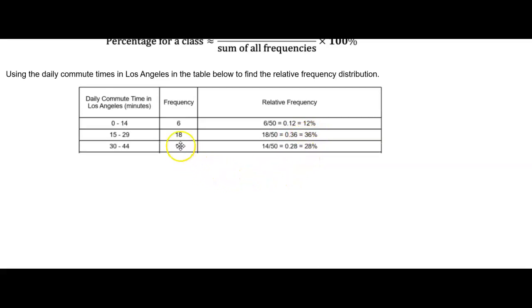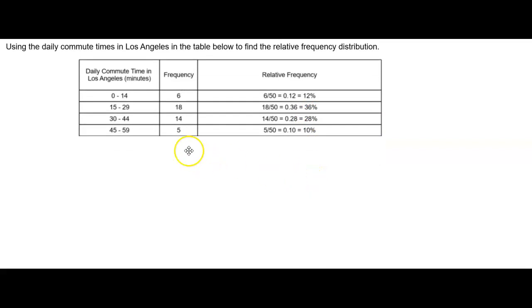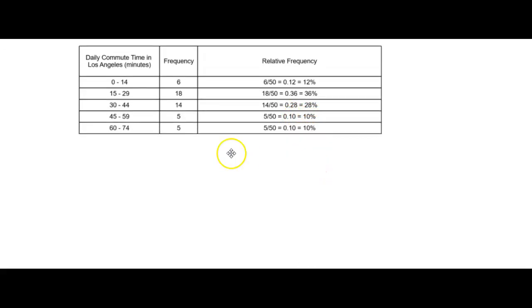Next, we have a frequency of 14. 14 divided by the total frequency of 50 is equal to 0.28. As a percentage, it is 28%. Next, we have the frequency of 5. 5 divided by 50 gives us 0.10. Multiplied by 100% gives us 10%. Next, we have, again, 5 as the frequency. 5 divided by 50 is 0.10. As a percentage, it is 10%.